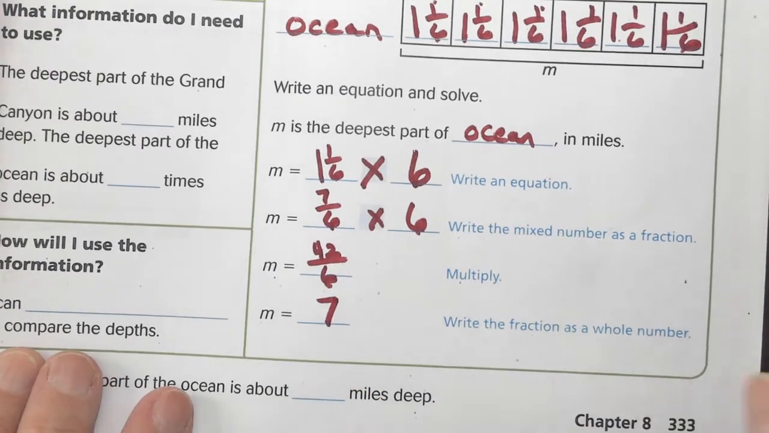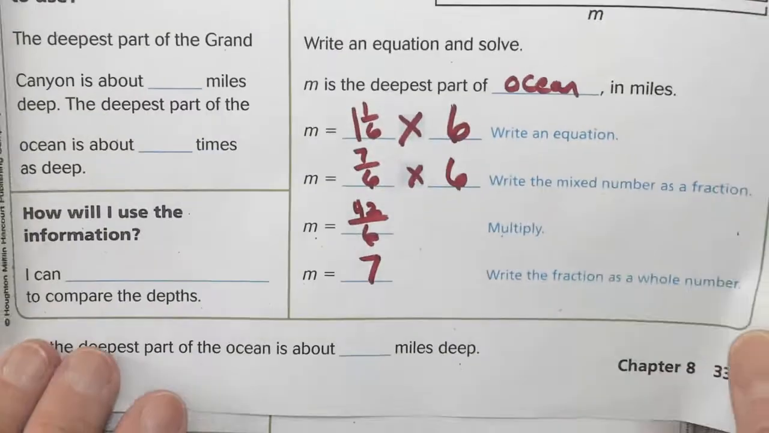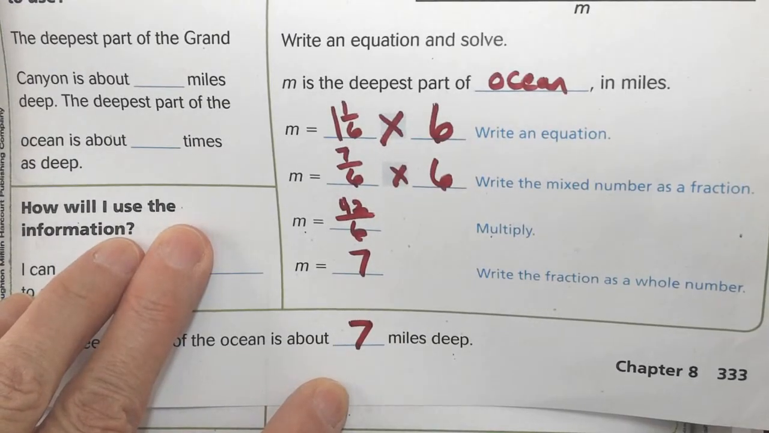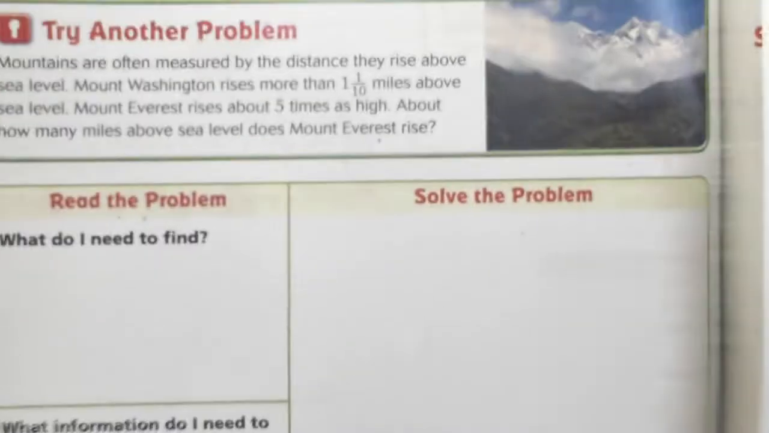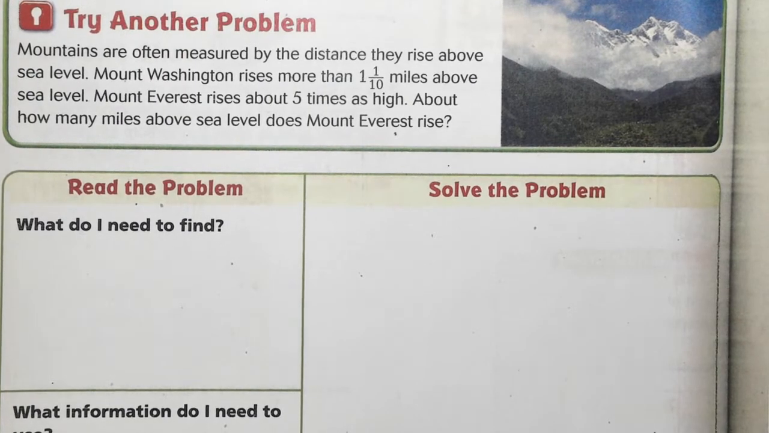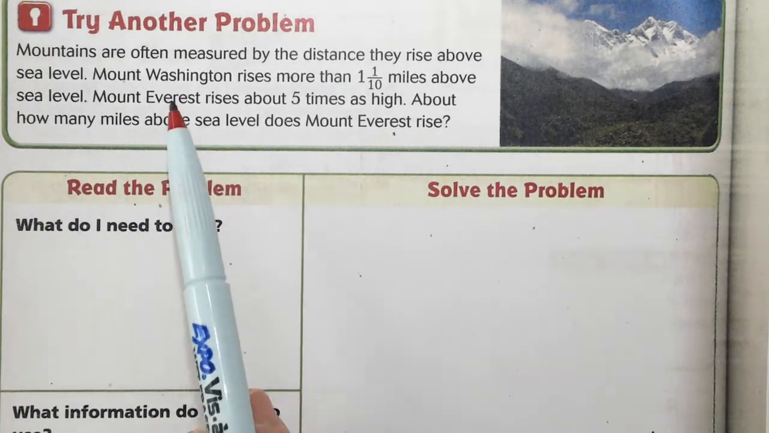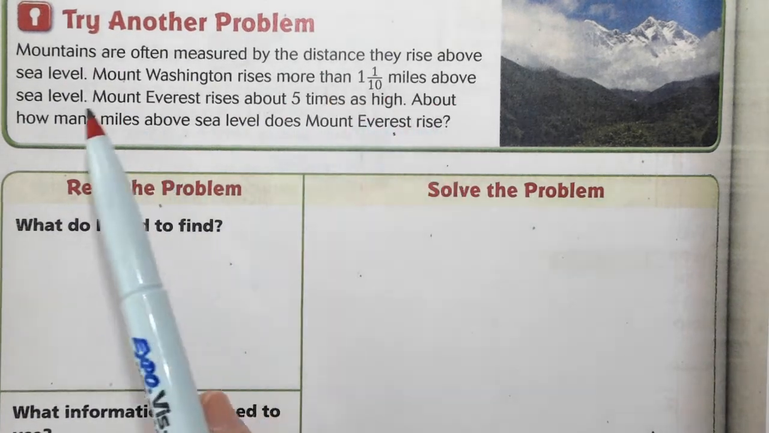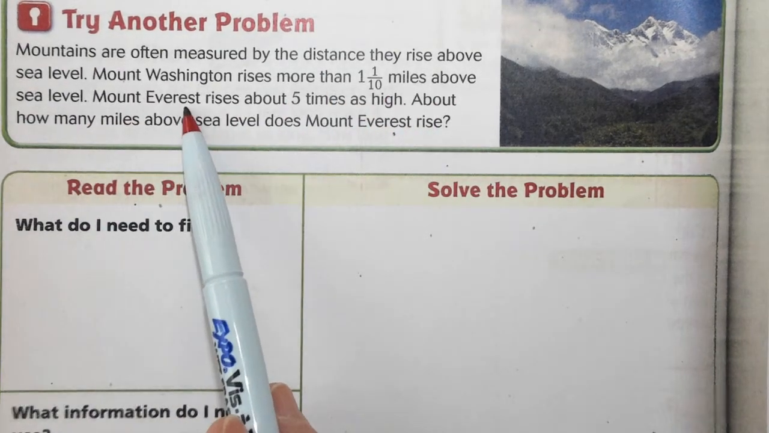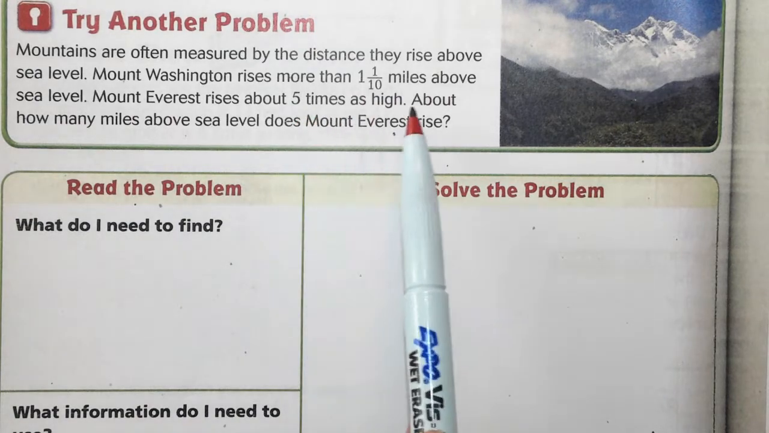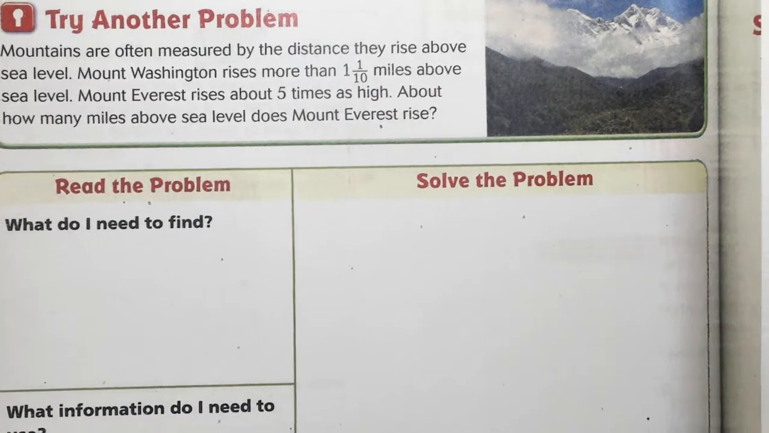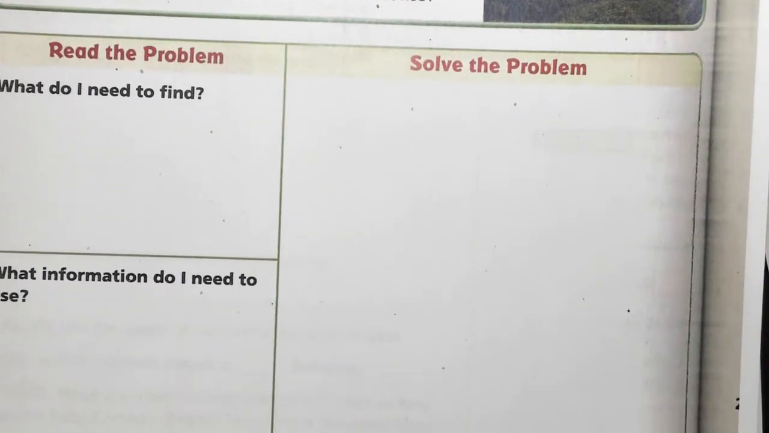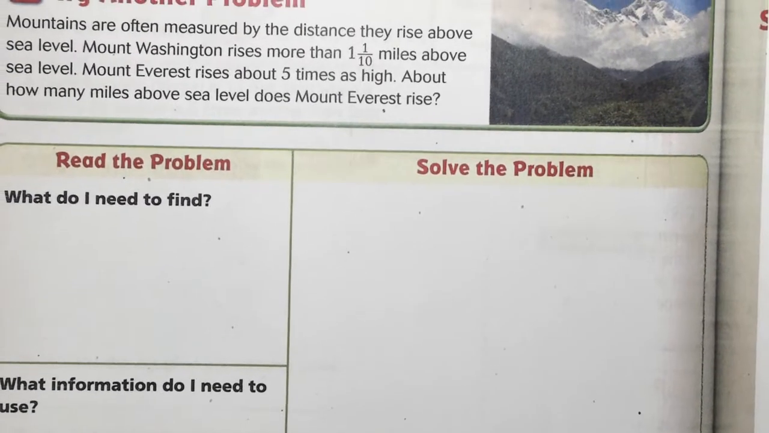So, we know that again that the ocean is about 7 miles deep. So let's go to the next page. We have a different problem, and let's try it. Another beautiful picture. We have Mount Washington rises more than 1 1/10 miles above sea level. Mount Everest rises 5 times as high. We're just going to skip right here to the solve the problem part just because of time.